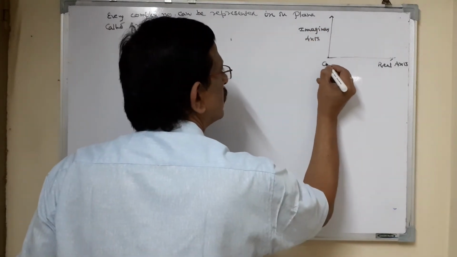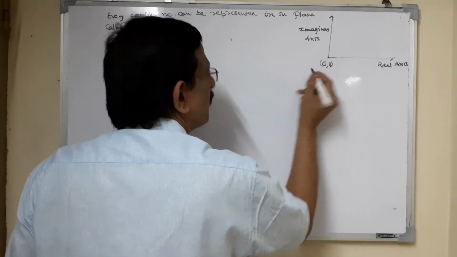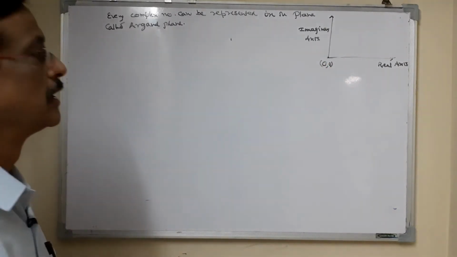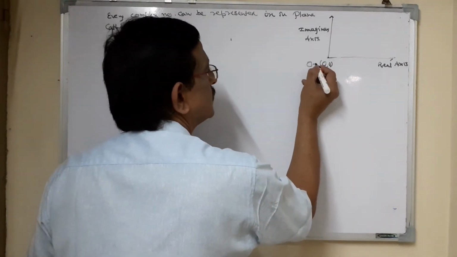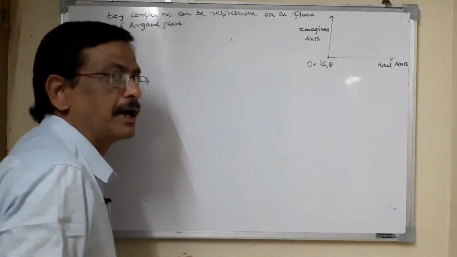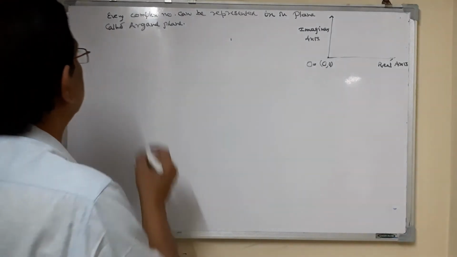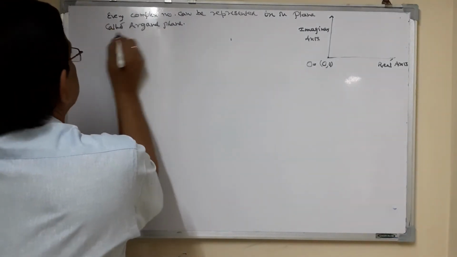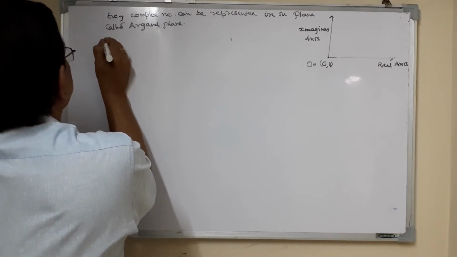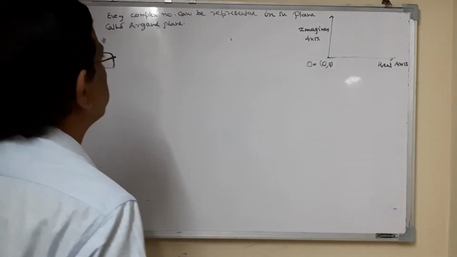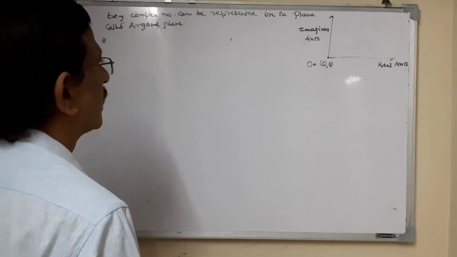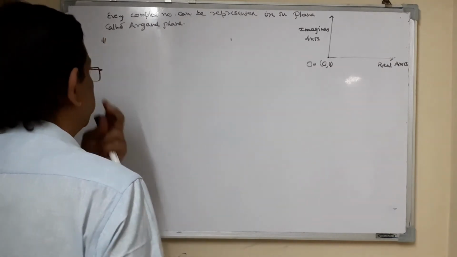And this is origin (0, 0). Why have I written (0, 0)? Instead I could write 0, but let me see why I am representing (0, 0). The first one is: every complex number can be represented in a plane called the Argand plane.